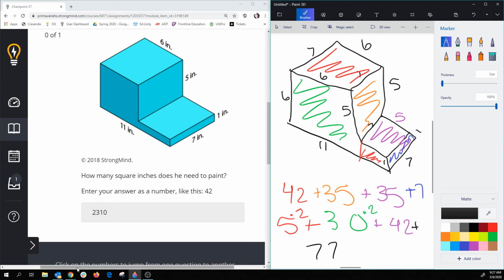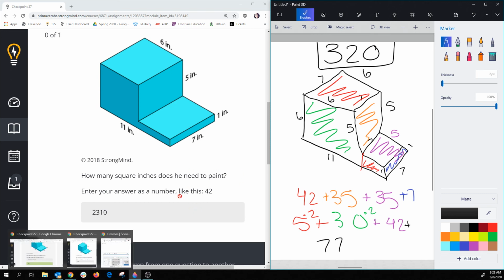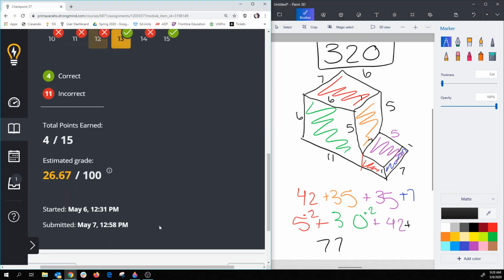Interesting. So I get a different answer than what the course says. The course says that this answer should be 320. So for this answer, type in 320, although I get a different answer. So I'm going to ask a few other math teachers for their input to see if I might have accidentally missed a side. So for this one, put 320.